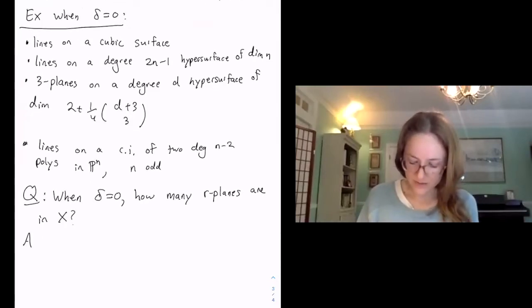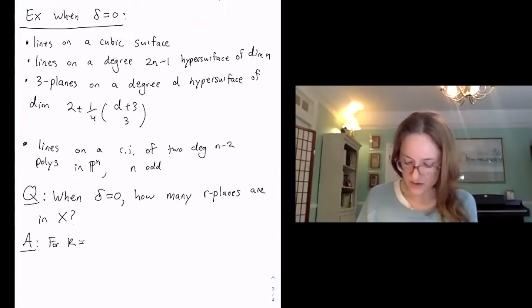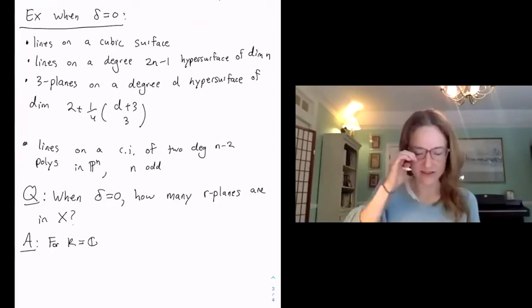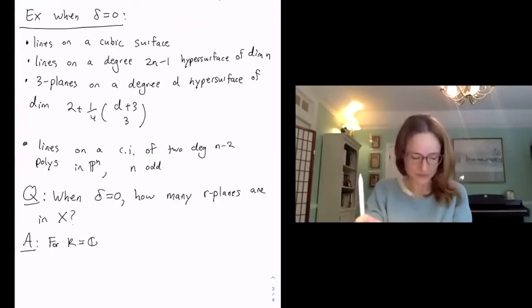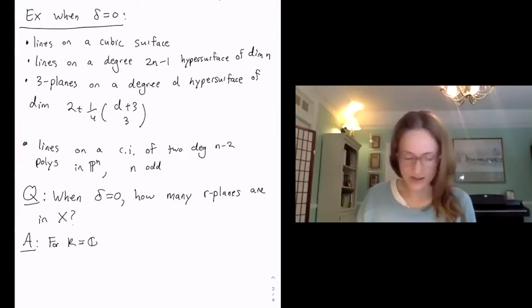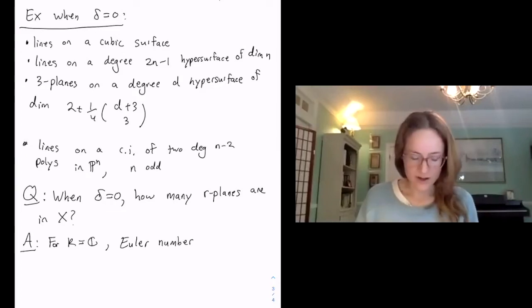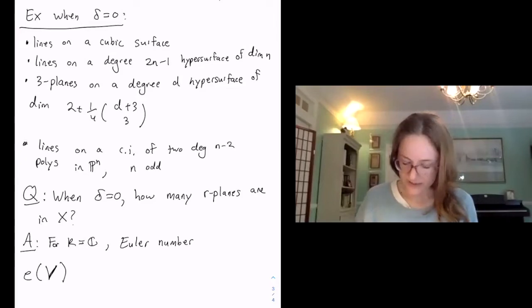And the answer, at least for k equals C, the complex numbers, when we want to solve equations, we have this nice algebraically closed field. We have a nice topology on it. And this is a classical topological Euler number. We can see that it's the Euler number of the vector bundle we called V. This was the sum of the symmetric powers.